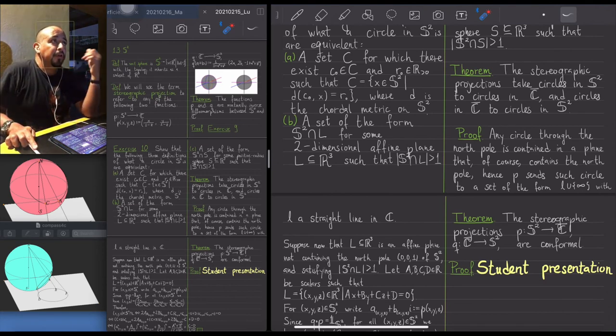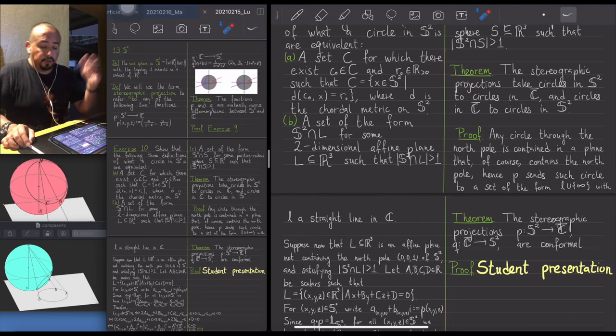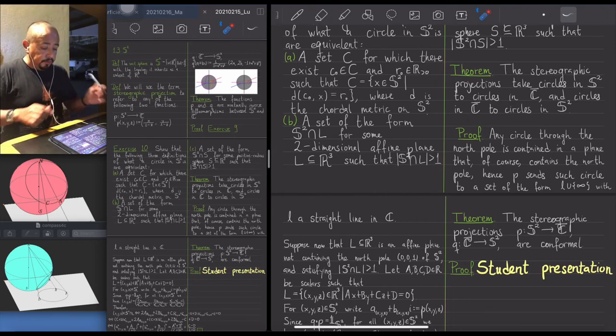which is what happens with the circles that do not pass through the North Pole, the circles in the sphere that do not pass through the North Pole, and the circles in C bar that do not contain infinity. That is the circles that are actually circles in C, honest circles in C, as we were used to before introducing these circles in C bar.